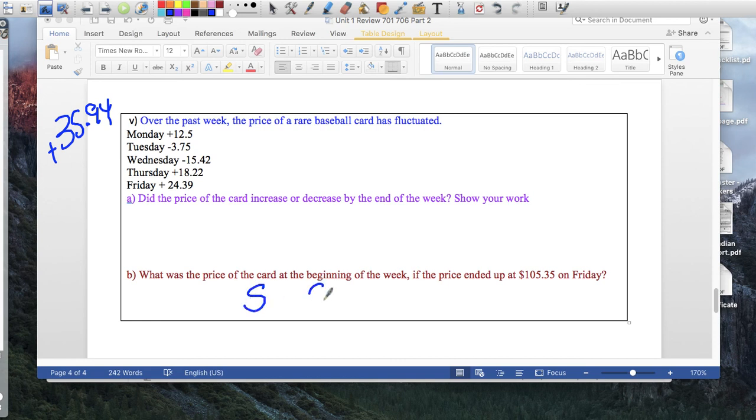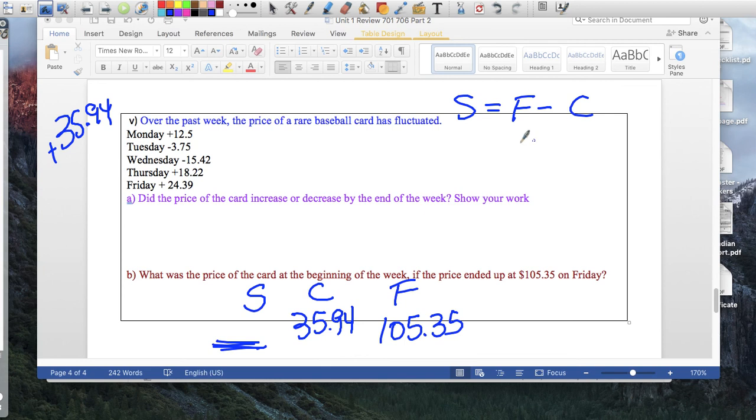So here's my start, here's my change, here's my final. So on Friday, my final price was 105.35. I know that the change was 35.94. So what did I start my week with? Obviously, this number has to be lower than 105 because it was somewhere low. It went up 35 and it became 105.35. So to find your start, it's final minus change. The final is 105.35, and we're going to subtract 35.94.